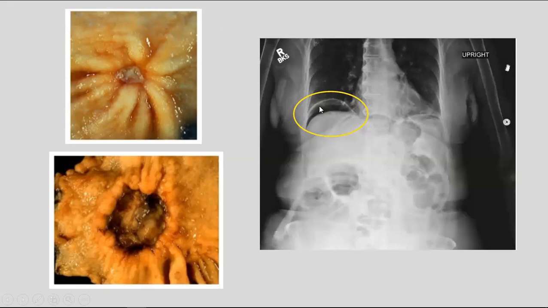This over here is the sign of perforation, which is pneumoperitoneum, which is what you see when there's air in the peritoneal space, which presents as this lesion above the diaphragm. So if you see this on an X-ray, you have to take them into surgery immediately because it means that there's some kind of perforation in the peritoneum.